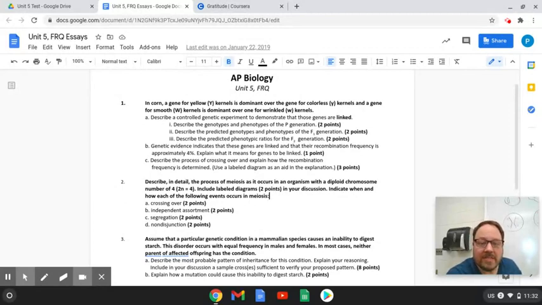B, genetic evidence indicates that these genes are linked and that their recombination frequency is approximately 4%. What does it mean for genes to be linked? So make sure you explain that. C, describe the process of crossing over and explain how the recombination frequency is determined. So how did you calculate that? We did that in the chapter 15 end of chapter questions. So what do you do to calculate recombination frequency? And again, what does it mean for crossing over to happen? Sort of explain that.